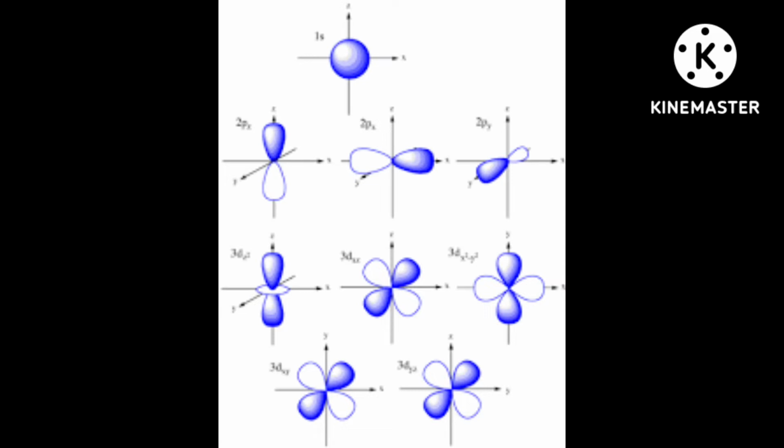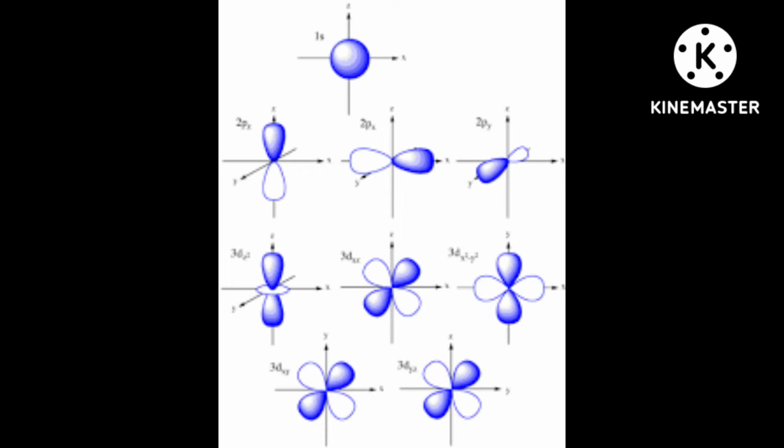This is an important point. In this representation, a boundary surface or contour surface is drawn in space for an orbital on which the value of probability density, that is psi square, is constant. In principle, many such boundary surfaces may be possible.